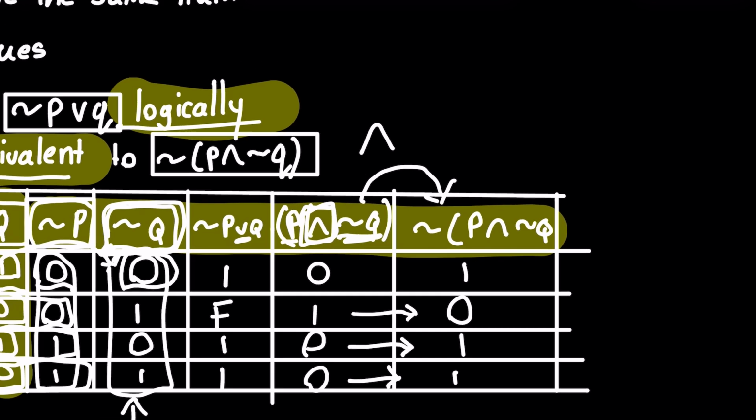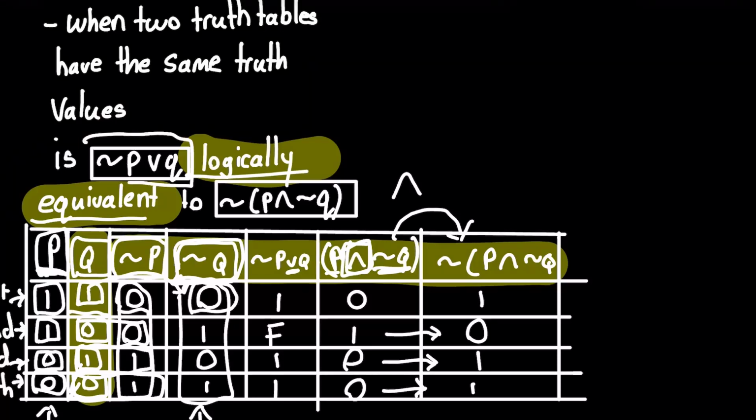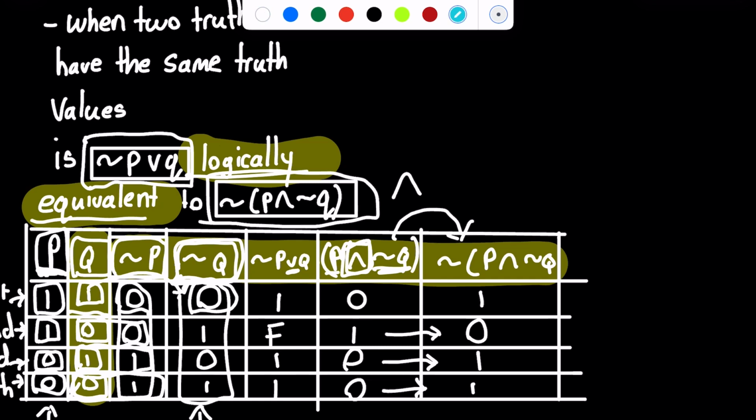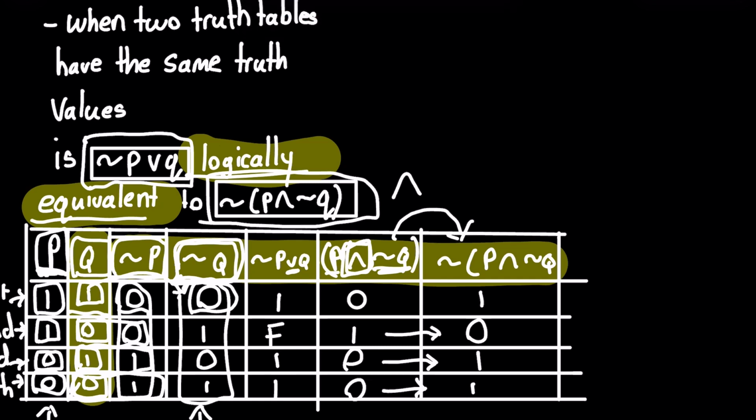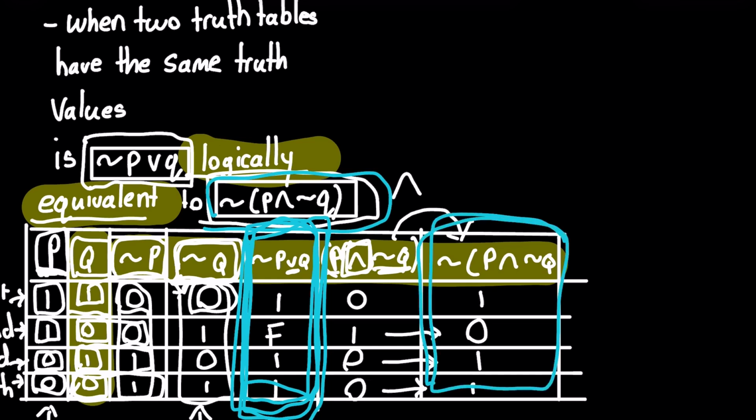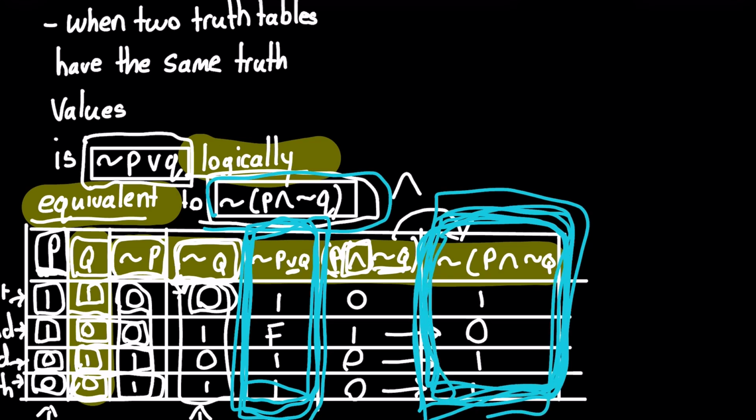And now they asked us if the negation of P or Q is equivalent to the negation of P and negation of Q. So what we're trying to do is look at two tables. I'll just put in a different color so we can see. We're looking for negation of P or Q, which is over here, and we're also looking at negation of P and negation of Q, so we're looking at this last column. What we want is for the truth values to be equal. If they're equal, then that means that they're logically equivalent.